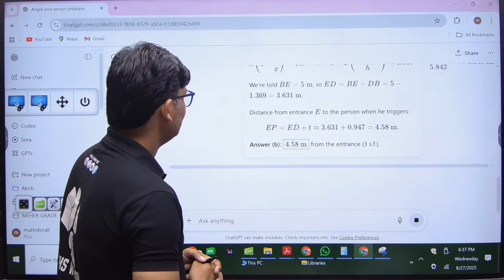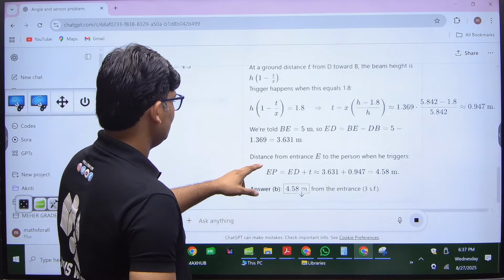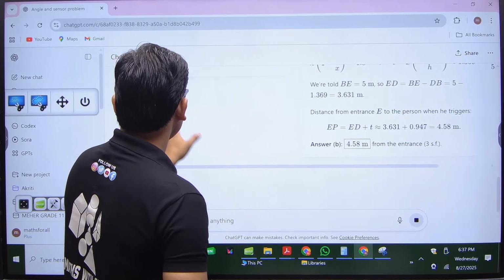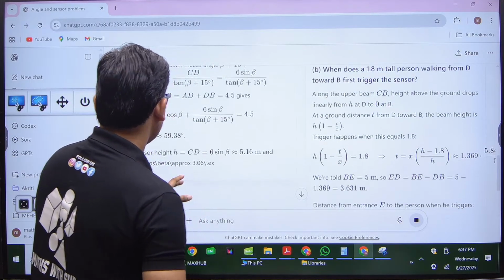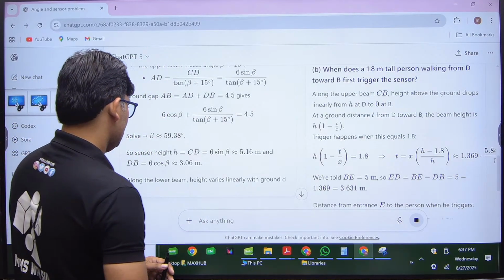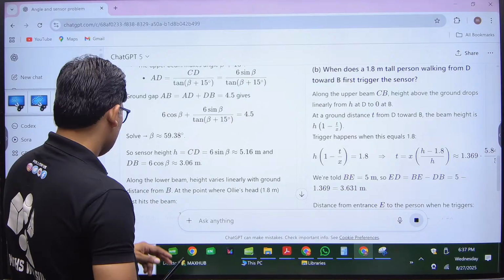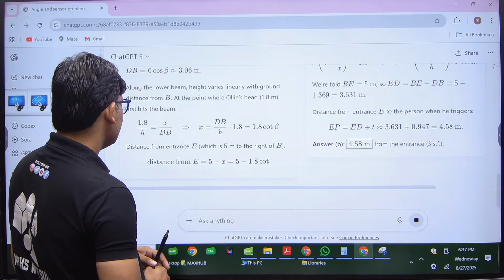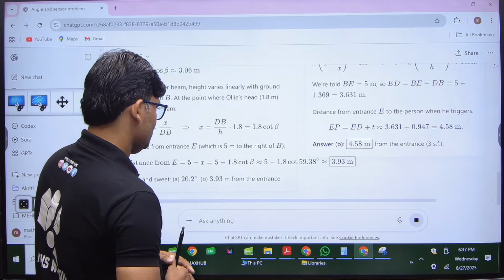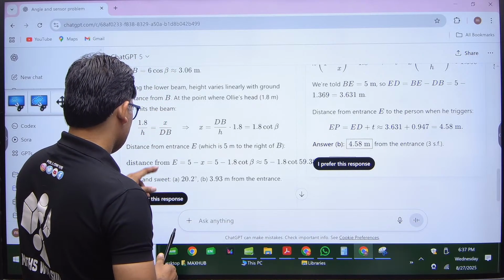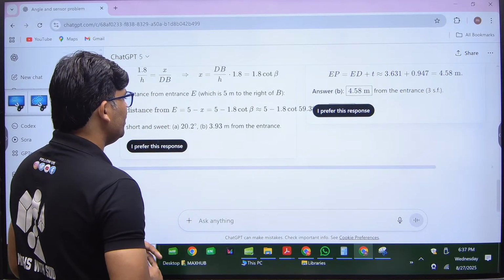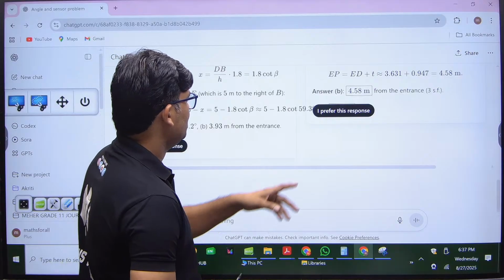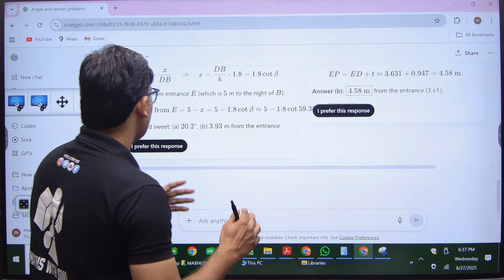So what's the other ChatGPT answer? So still working, I think. Yeah, they are working. I think the answer will be the same only. Nope. No, 3.93 meters from the entrance and 4.58 meters. So we have got two answers.